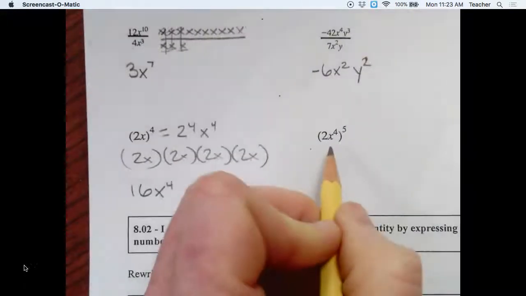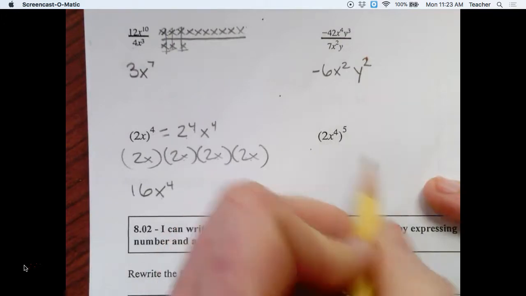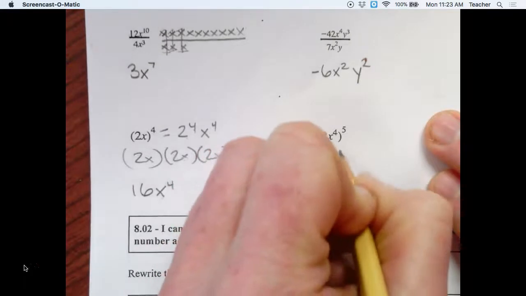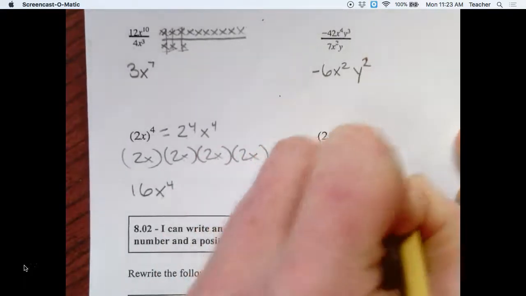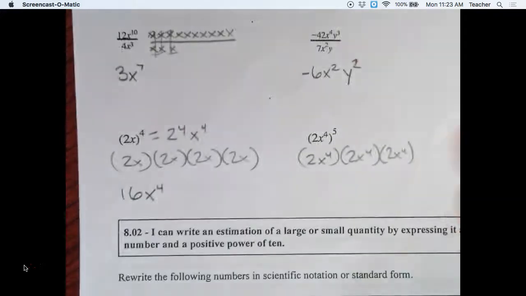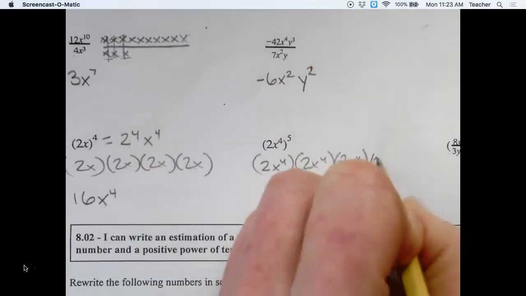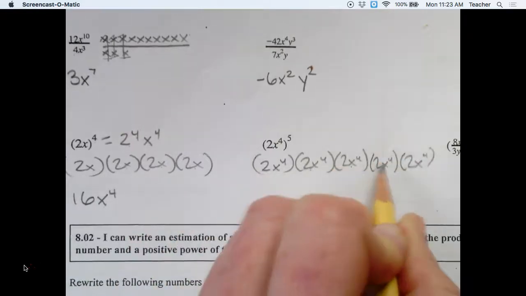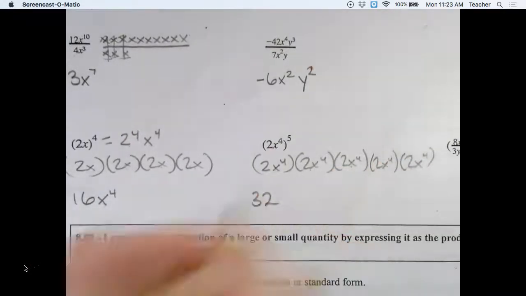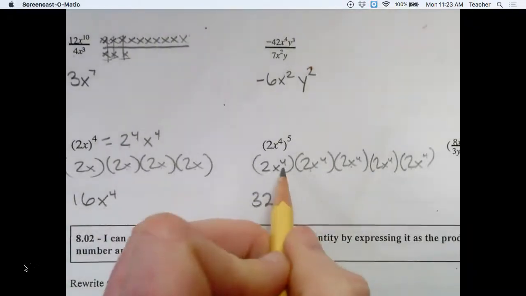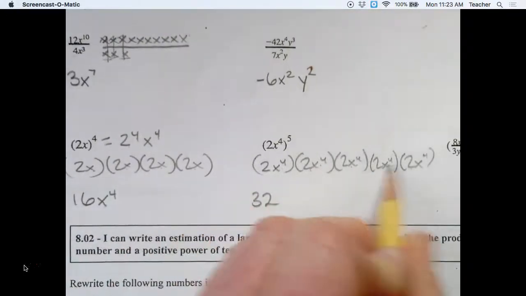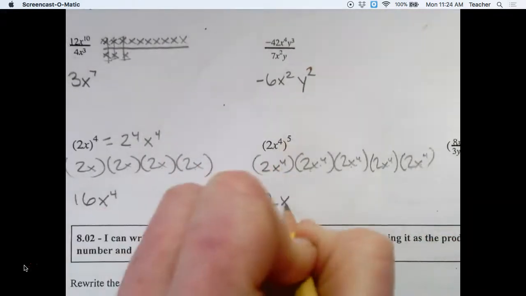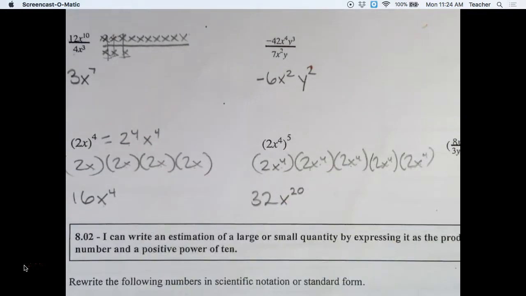Now this one here, it's 2x to the fourth 5 times. So if we think about that, there's 3, 4, 5. So this is 2 to the 5th power, which is 32. This is x to the 4th 5 times. So we could have just multiplied these exponents. 4 times 5 is x to the 20th. That was one of the properties, one of the rules.